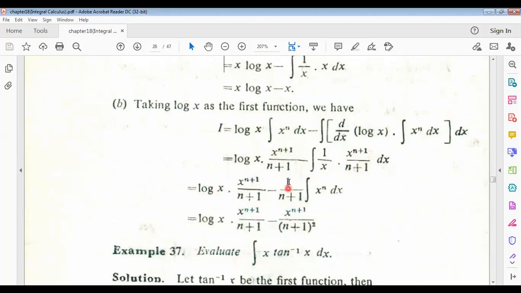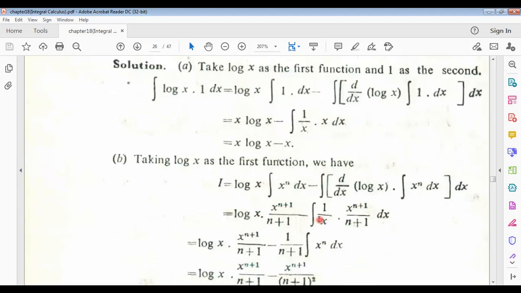1 by n plus 1 will be constant. So we get x to the n plus 1, and 1 by x means x to the power n only. So again the integration of x to the power n is x to the n plus 1 divided by n plus 1, with n plus 1 whole square. This is the result, and this will be homework for you.